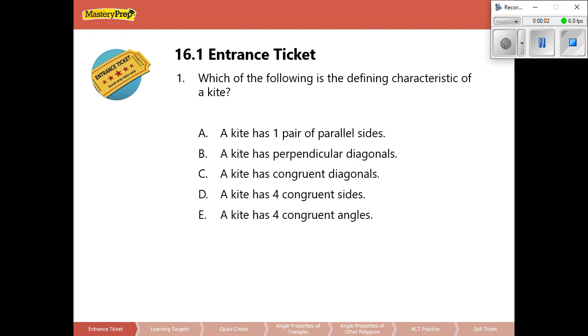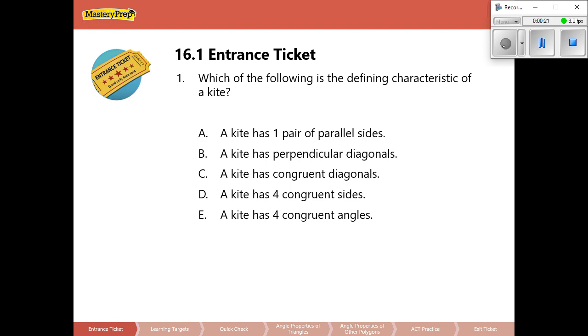We're going to go on and look at the entrance ticket. Now, some of these here might be a little bit unfamiliar, or it's been a little while since you've seen these. So once you get those turned in, we'll go on and close Chromebooks. Now, the first one, which of the following is the defining characteristics of a kite?